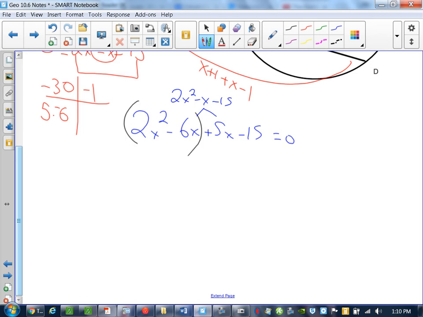I group them. If I'm looking at that first set, I have 2x squared and a 6x. What do those two guys have in common? An x. Good. So I factor out a 2x, and I'm left with x minus 3. I do the same thing with the 5 and the 15. What do they have in common? 5. So I factor out the 5.